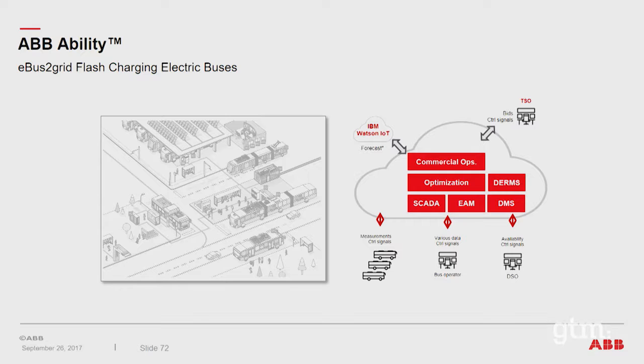Optimization, the Durham solution, and the commercial operations to buy and sell power with the transmission system operator. So this is an all-encompassing application for the Geneva transportation system.